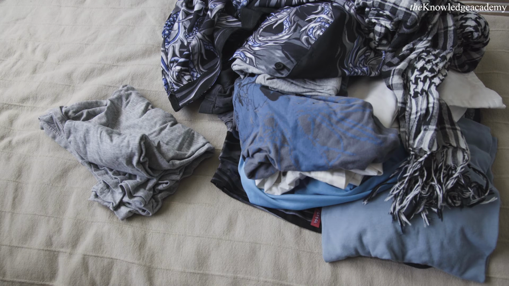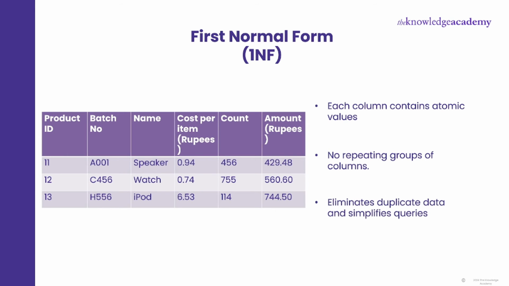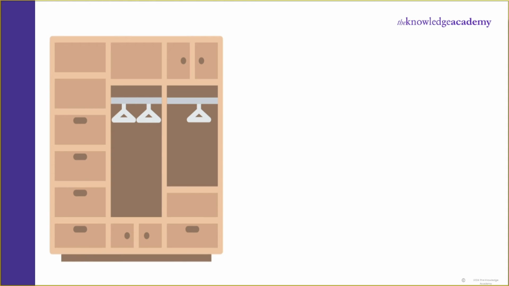Using the wardrobe analogy lets us further understand the steps of normalization. First step is first normal form, denoted as first NF. In RDBMS, first NF involves organizing data into tables where each column contains atomic values and there are no repeating groups of columns. This eliminates duplicate data and simplifies queries. Let's take up the wardrobe example to understand it.